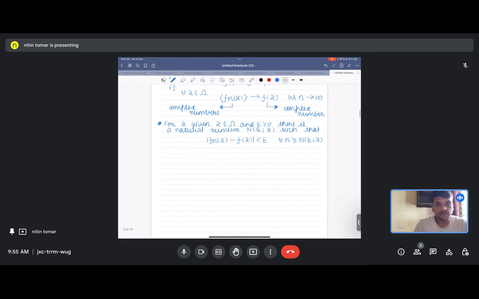One thing that you have to note is that this stage, this capital N, depends on the epsilon as well as the point. If you change your point, your stage will change. If you change your epsilon, your stage will also change. So N is a function of two variables. Now second comes the uniform convergence.